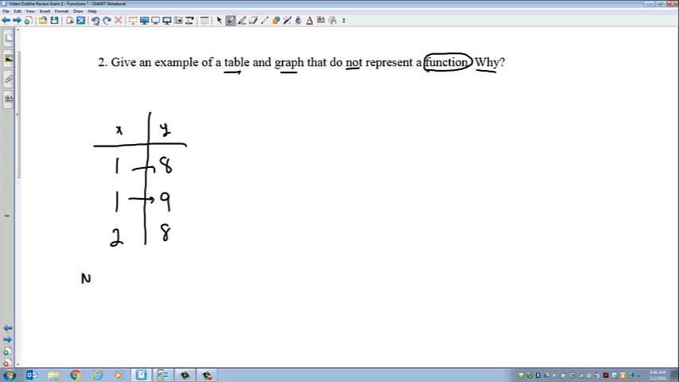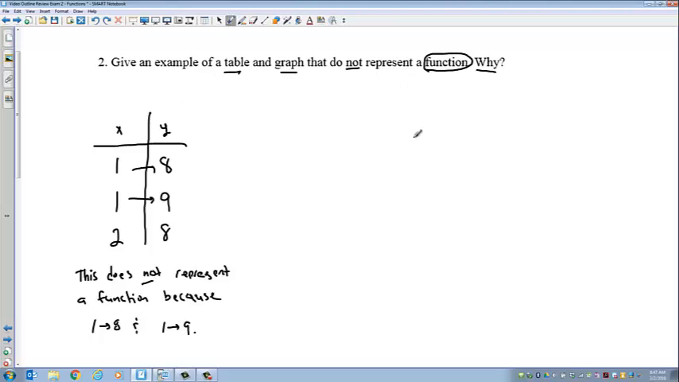Well, let's use a complete sentence. Why not? This does not represent a function because 1 goes to 8. So let's just write 1 arrow means goes to 8, and 1 also goes to 9. All right, so remember the idea of a function: each input goes to a single output. And if it goes to more than one output, then you're in trouble. So that's not a function.